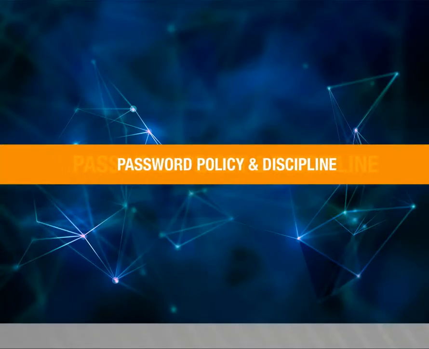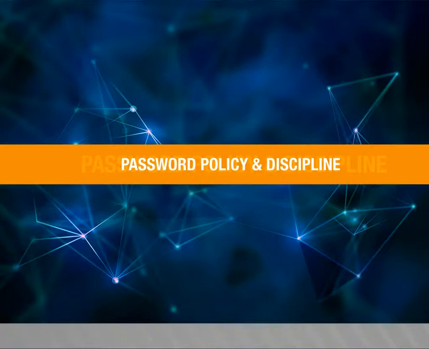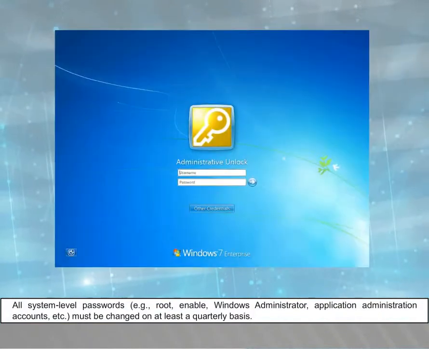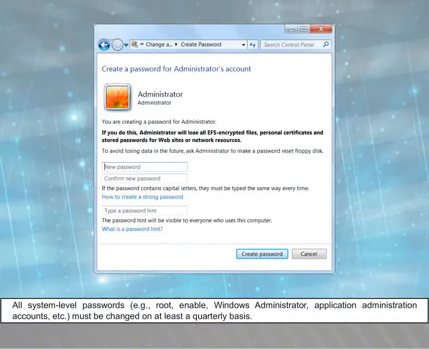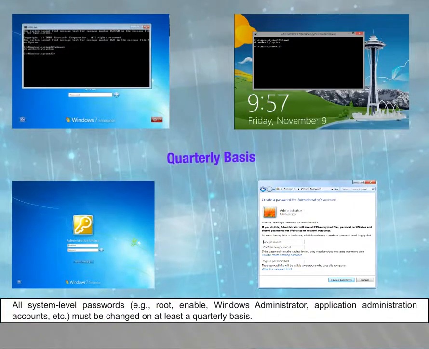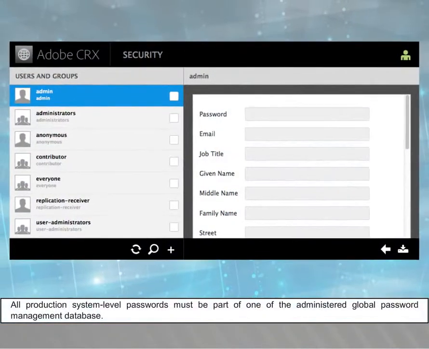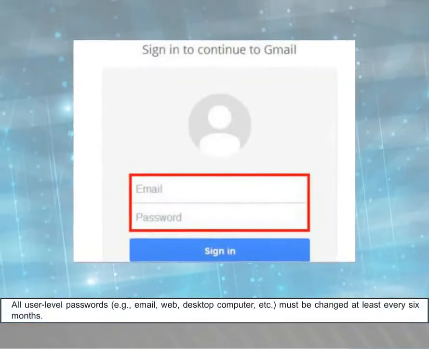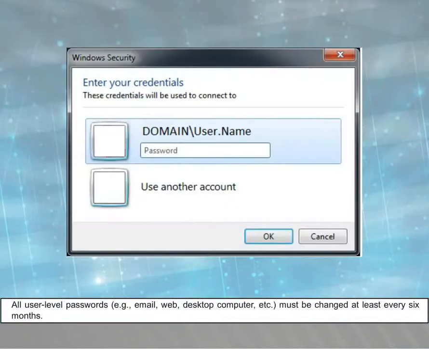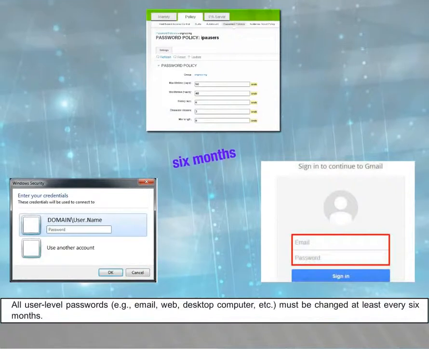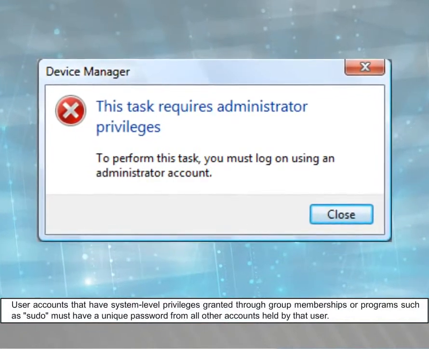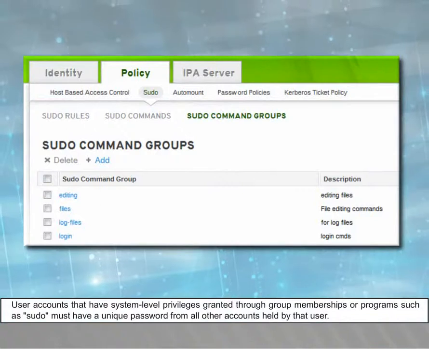Password policy and discipline. Now let us see the process of password policy and discipline. All system-level passwords, for example, root, enable, Windows Administrator, application administration accounts, etc., must be changed on at least a quarterly basis. All production system-level passwords must be part of the administered global password management database. All user-level passwords, for example, email, web, desktop computer, etc., must be changed at least every 6 months. User accounts that have system-level privileges granted through group memberships or programs such as sudo must have a unique password from all other accounts held by that user.